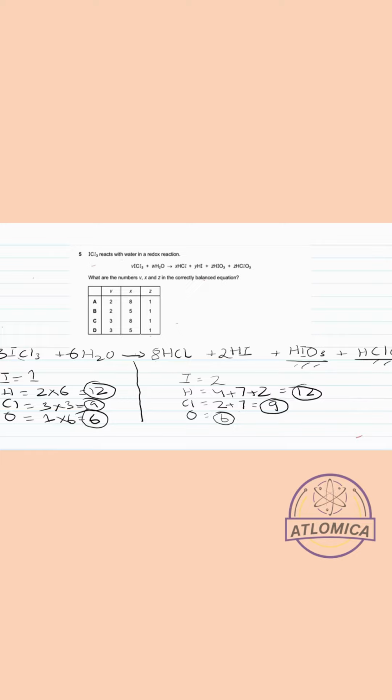If I have 3 here, my iodine is 3. And if we count carefully, there are 3 iodines present now. So our iodine is also balanced. This was a very difficult question, but solved in easy steps.